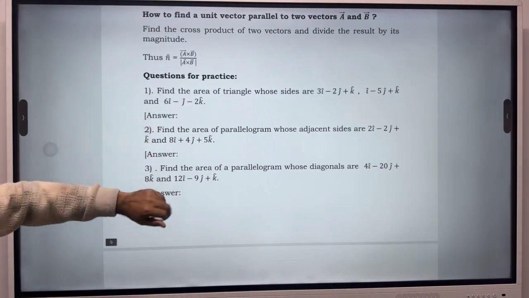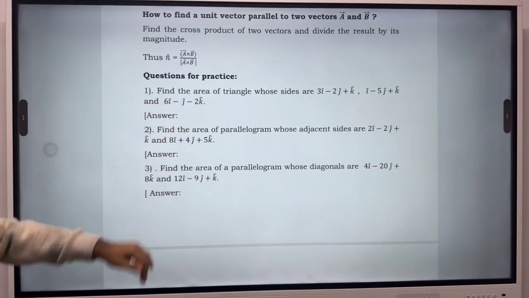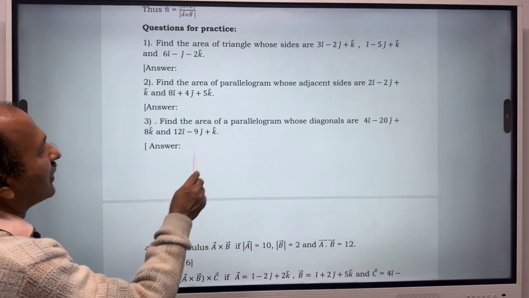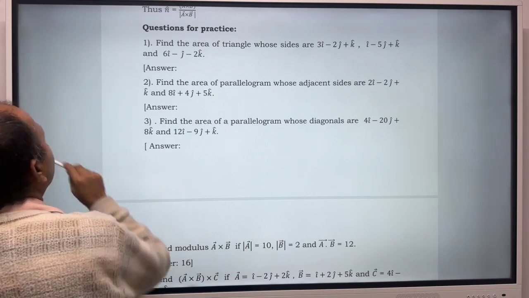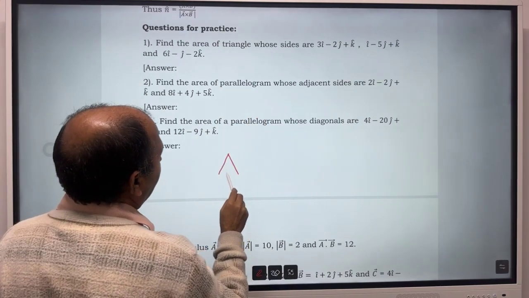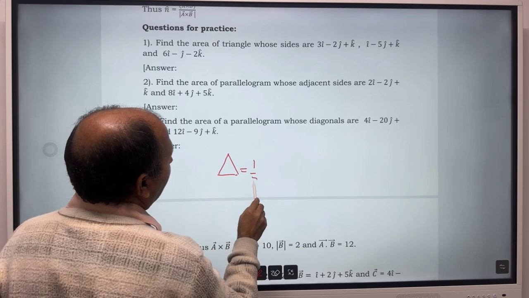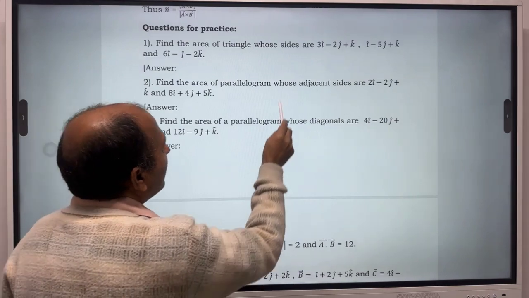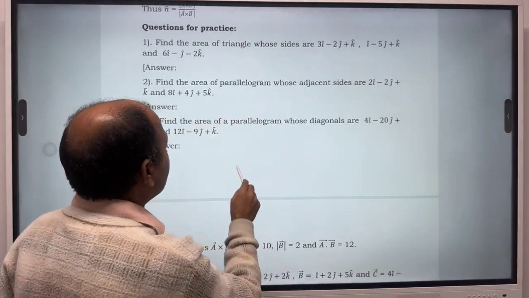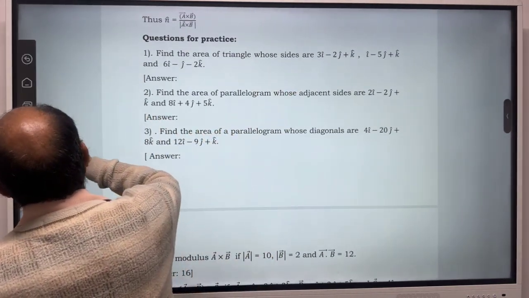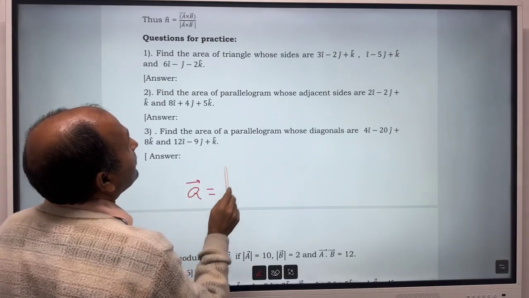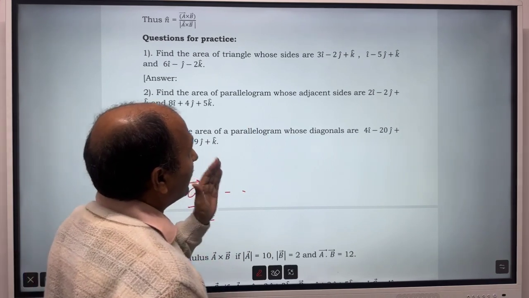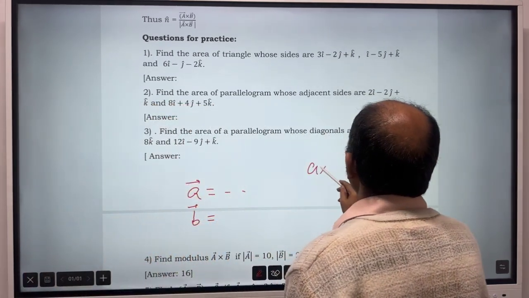Here, find the area of the triangle whose sides are given. Here three sides are given. As I told you, you can take any two sides and find the area. So let's write delta equal to half of modulus of. First of all, you should not apply the formula here. First, you should take any two sides and find their cross product. Suppose one side is vector A, and another side is vector B. Now we are going to find the cross product, A cross B.